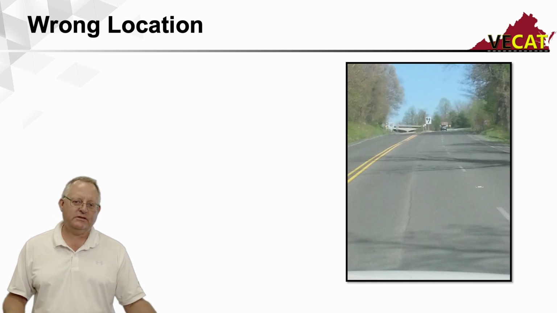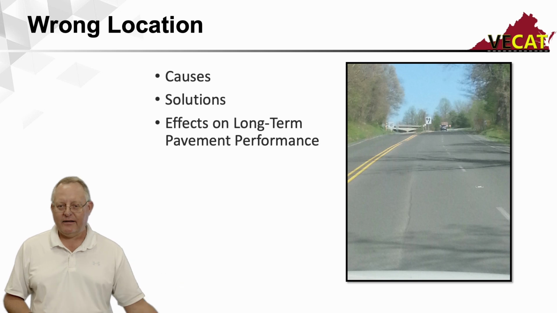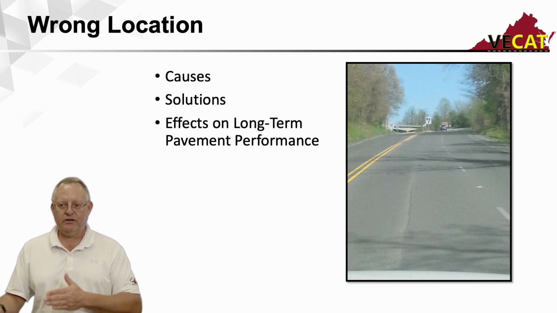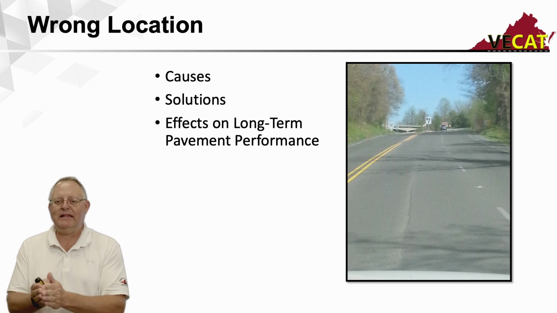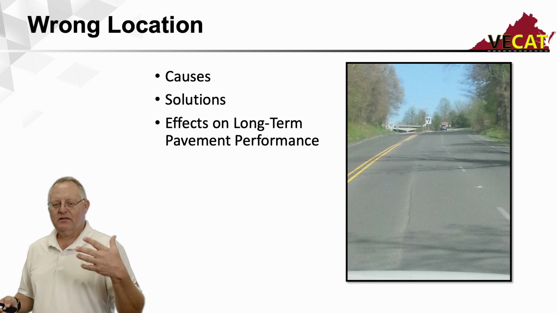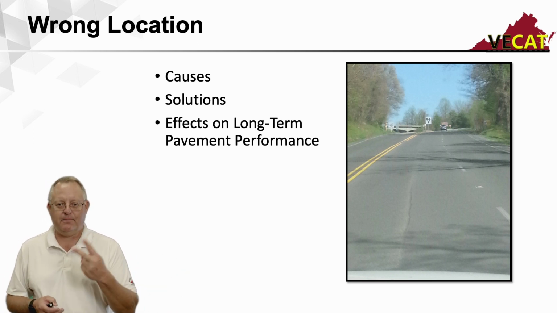We got joints sometimes that are put in the wrong location. How did this happen? What are its impacts? Notice where this joint is in this picture. It's right in the middle of the lane. Why was this the case? Because the contractor was allowed to pave a 3-lane section in 2 passes.